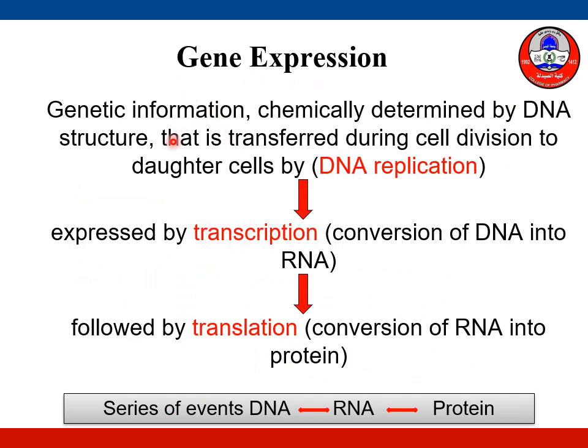Gene expression: genetic information, chemically determined by DNA structure, is transferred during cell division to daughter cells by DNA replication, expressed by transcription, conversion of DNA into RNA, followed by translation, conversion of RNA into protein. So, a series of events: DNA, RNA, protein. So, DNA encodes proteins.